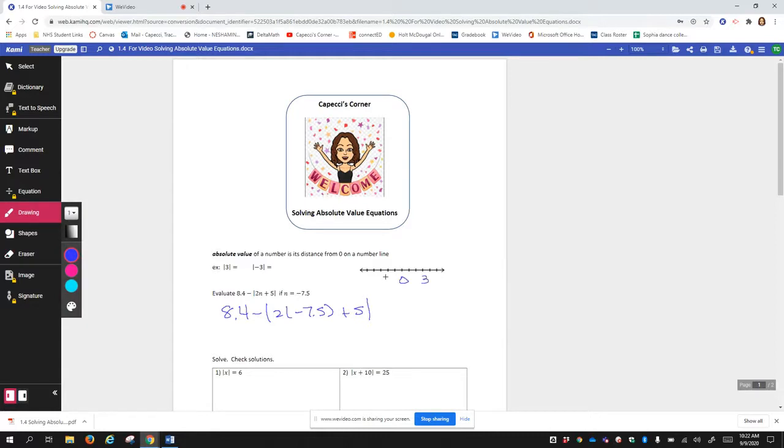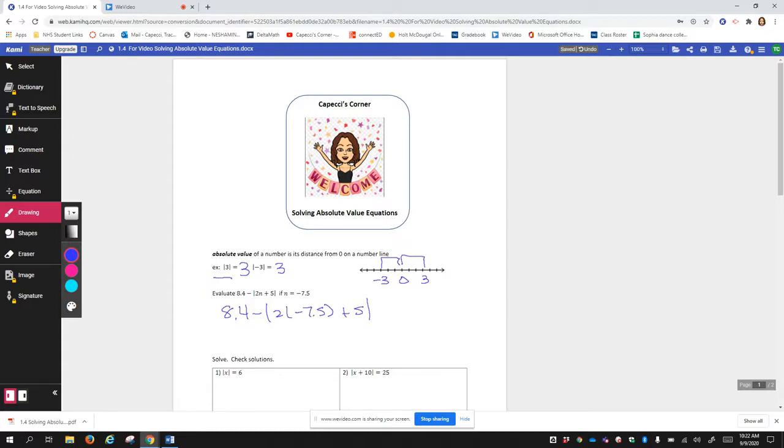and I have 3 here, and negative 3 here, the absolute value of 3 is 3, because 3 is 3 units from 0 on the number line. The same thing with negative 3. Even though I'm coming from another direction, negative 3 has an absolute value also of 3 because it is 3 units from 0 on the number line.